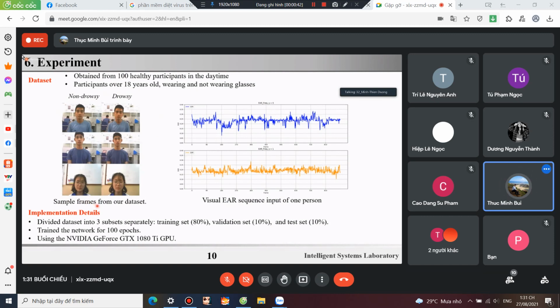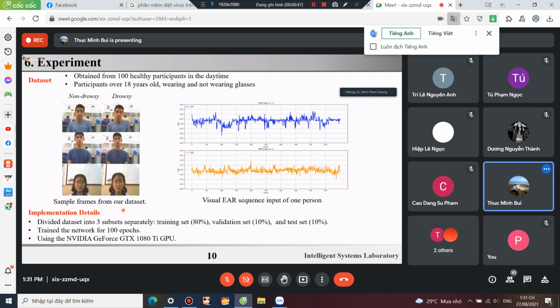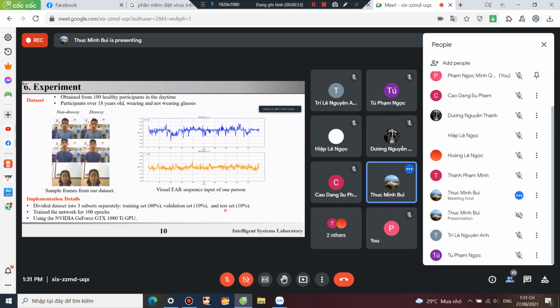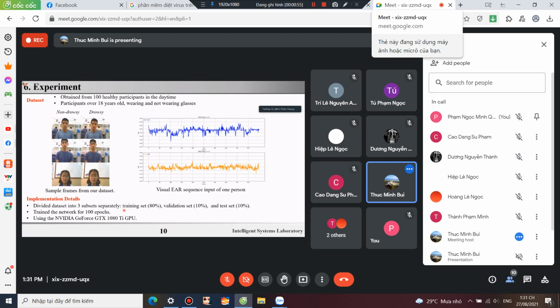implementation details. So we divided the dataset into three subsets: the first one, the training set, and the validation set, and the test set. And we trained the network for the 100 people. And we use the NVIDIA GeForce GTX 1080 Ti GPU for the training.